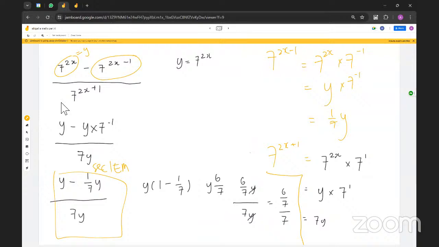If you're confused, just use a calculator, please. 6 over 7 divided by 7. What would that be? Use your calculator extensively. I keep having to ask you to use calculator. I think you need to have an awareness. Hey, your calculator is a very helpful thing.